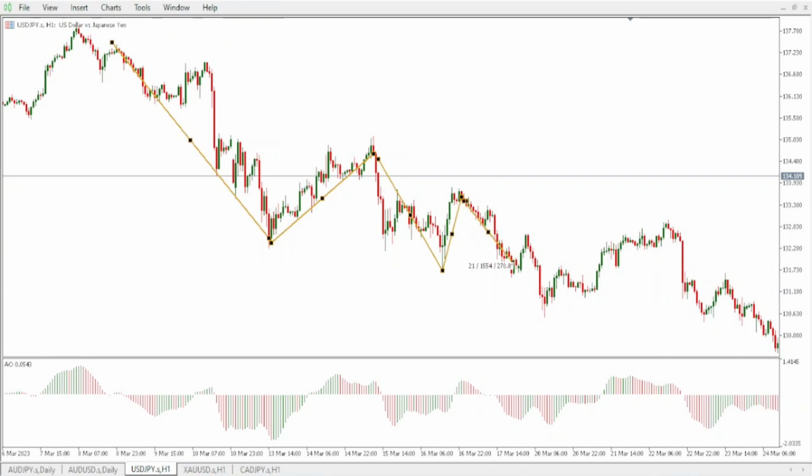This right here is a low, higher low, lower low, higher low, lower low, higher low, and lastly, lower low. And as you can see, this is a bearish market structure. So we now look forward to the next step in this revamped strategy.